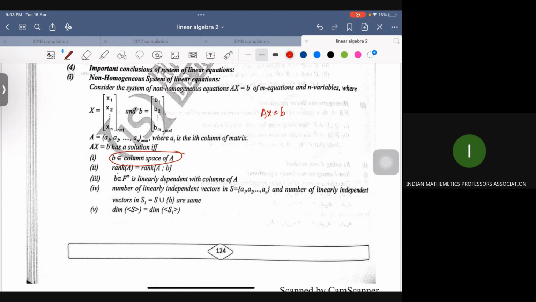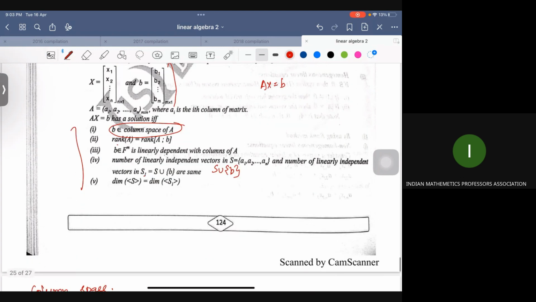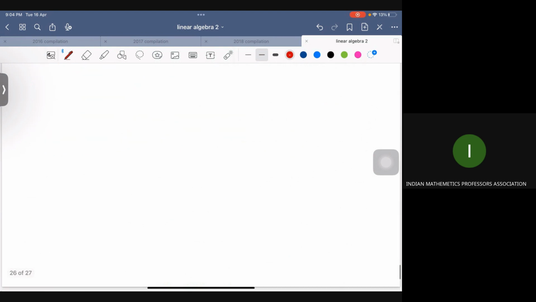And if B is linearly independent of the columns of A, then compare the number of linearly independent vectors in S and the number of linearly independent vectors in S1. S1 is nothing but S union B. B is nothing but this matrix. If these are the same, then Ax equal to B has a solution. Just take a note of this. Dimension of S is equal to dimension of span of S1. If these two dimensions are the same, we have a solution.